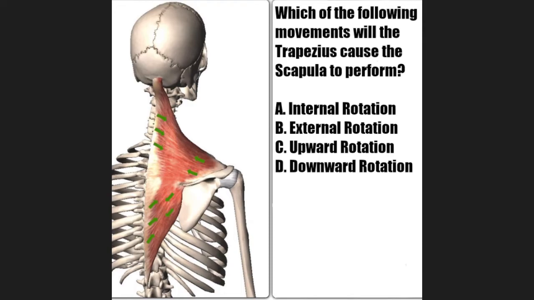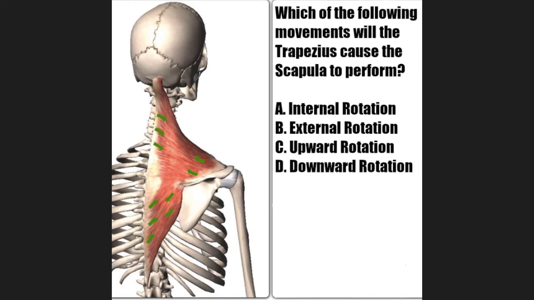Did you pause? What did you find? So based on our knowledge of scapula movement, we can throw out the first two answers. The scapula does not participate in internal rotation and external rotation. As far as narrowing the answer down between upward rotation and downward rotation, we need to think about the origins and the attachments of the trapezius to the scapula and how that would affect the movement of the scapula.